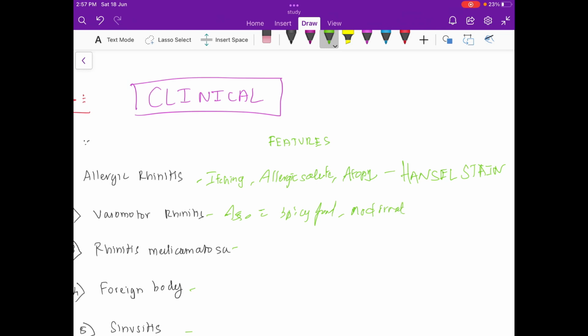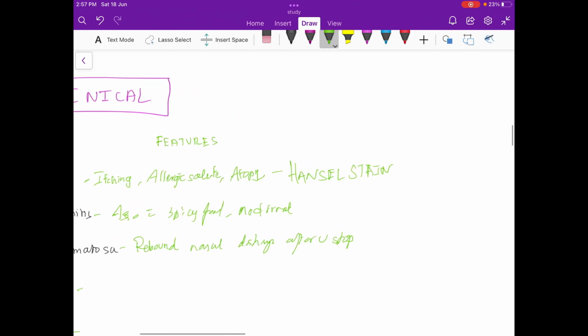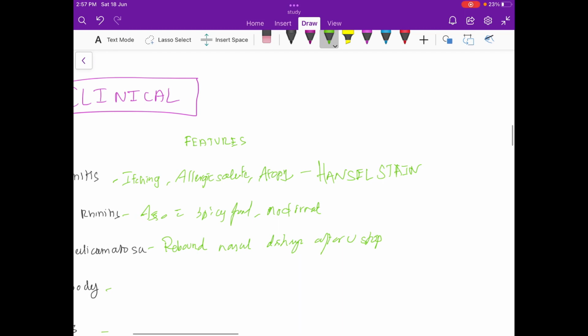In rhinitis medicamentosa, that is a rebound nasal discharge after you stop decongestants. After you stop what? Decongestants.